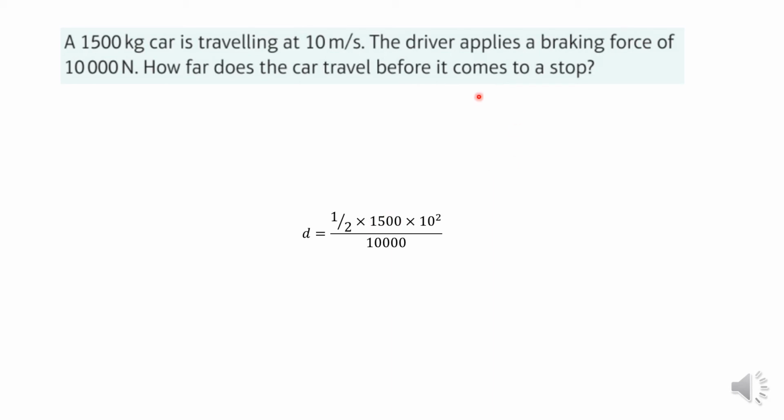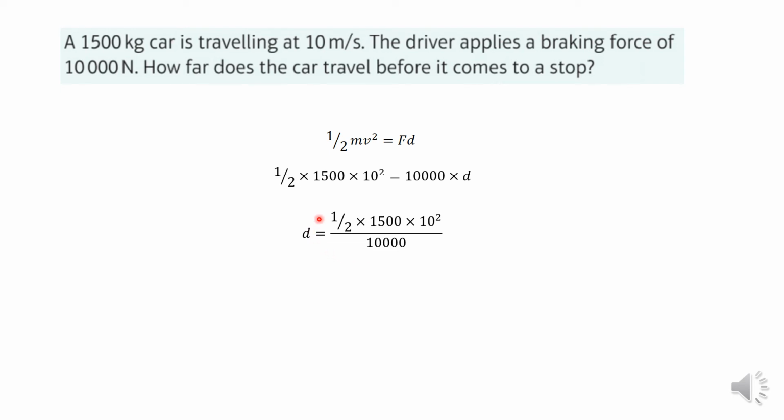To work out the distance, that's the equation we're using. Kinetic energy, half times mass times speed squared, equals force times distance, the work done. We then take our numbers and substitute them in. Mass must be in kilograms, and that's good. Speed is in meters per second, that's what we want it to be. So half times 1,500 times 10 squared equals the force in newtons, 10,000, times the distance.